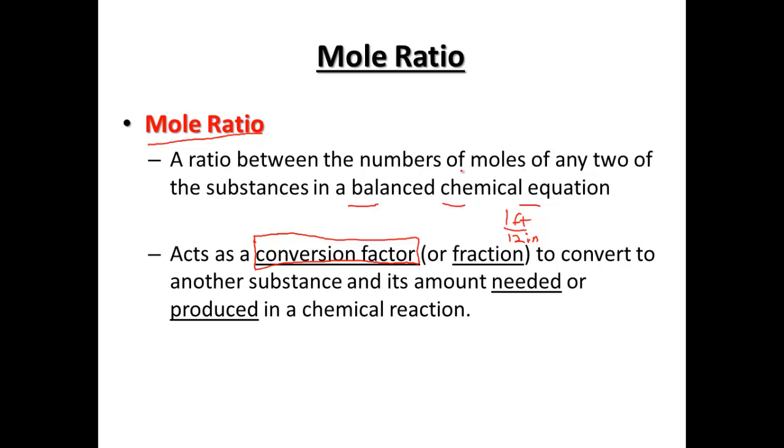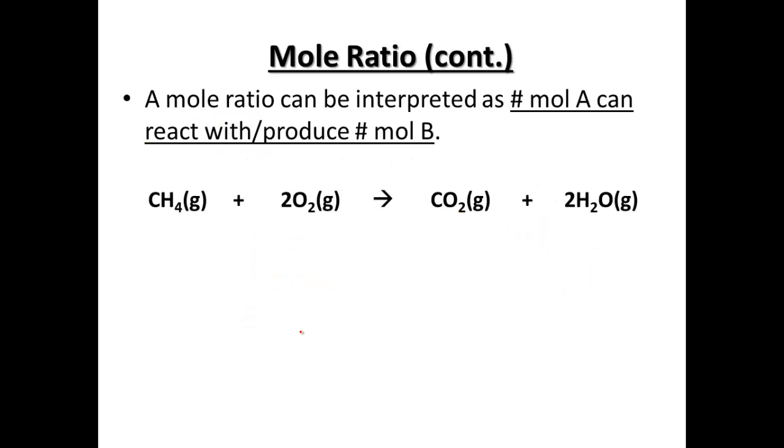And they're going to be used to convert from one substance to another, the amount needed or the amount produced in our chemical reactions. So we're going to stick with this chemical equation: methane plus oxygen produces CO2 and H2O. Now notice we don't have a number here. That number 1 is actually there, even though there's no number written. 1 mole of methane plus 2 moles of oxygen produces 1 mole of carbon dioxide and 2 moles of H2O.